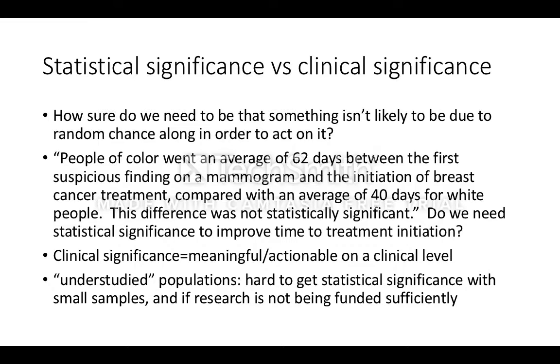For example, we did a small quality improvement study when I worked at an urban safety net hospital, and we found that on average, people of color went 62 days from when they first had a suspicious finding on their mammogram to when they started breast cancer treatment. And white people had an average of 40 days from when they first had a suspicious finding on their mammogram to when they started treatment. They did some math, and the difference was not found to be statistically significant.